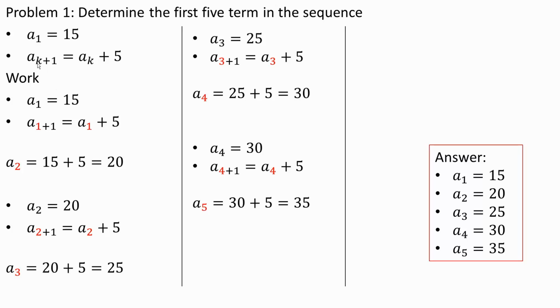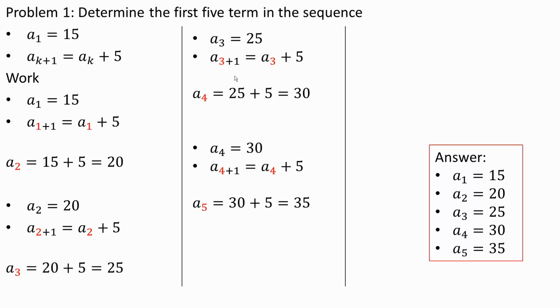Likewise, if I put a 2 here and I put a 2 here, I would get a sub 2 plus 1 is equal to a sub 2 plus 5. So this piece right here is 3. So a sub 3 is equal to, we know what a sub 2 is, that's 20. So 20 plus 5 is 25.